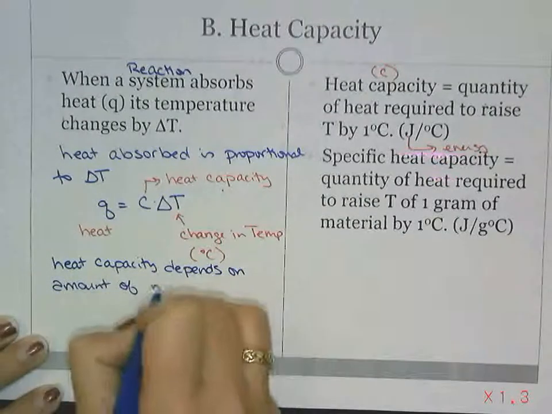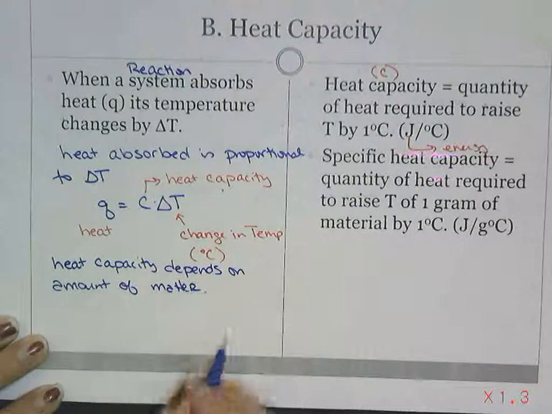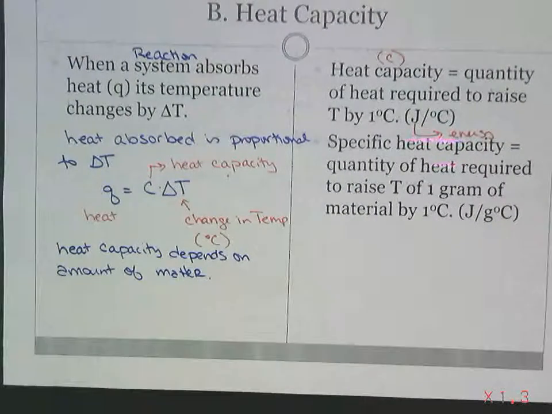Heat capacity is going to depend on how much you have, the amount of matter. So how much heat is required to raise the temperature of the ocean by 1 degree Celsius is going to be very different than how much energy is required to heat my coffee mug by 1 degree Celsius. Those are two different quantities that require different amounts of energy.